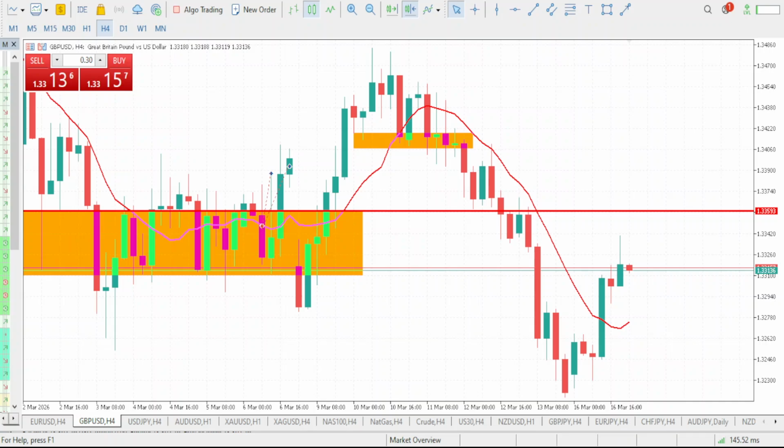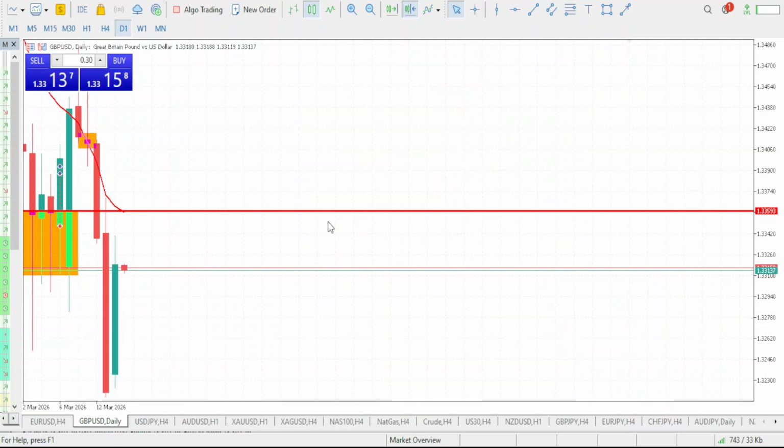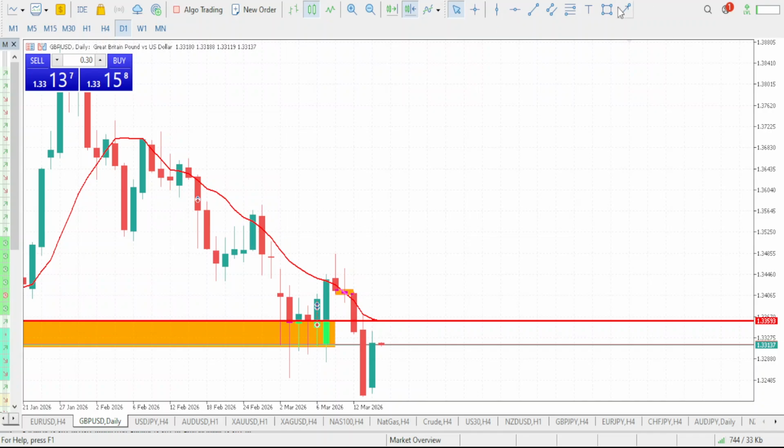This would most likely be our movement for the day on our GBP. The GBP USD will most likely go to a sell. Why are we going to be expecting that sell? First, we are in a downtrend.